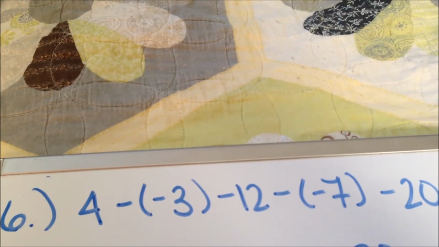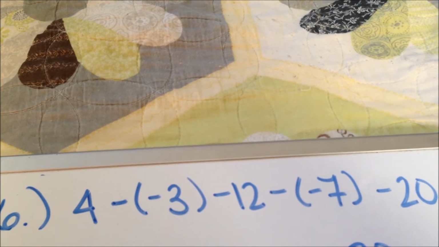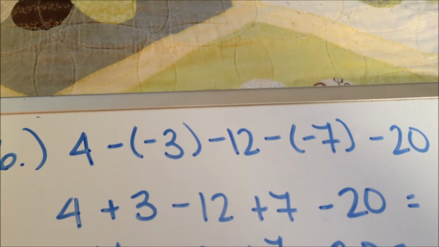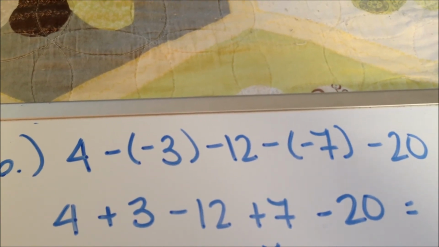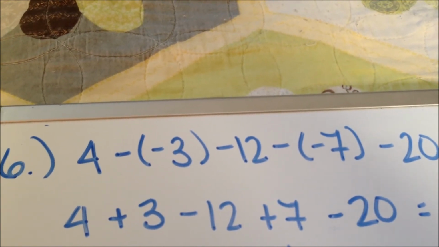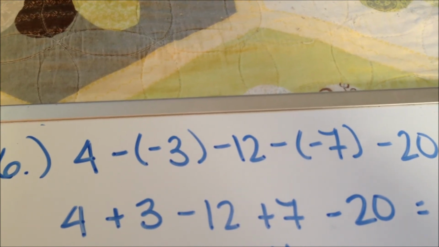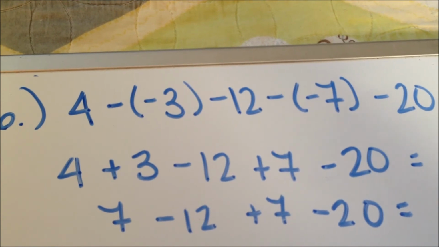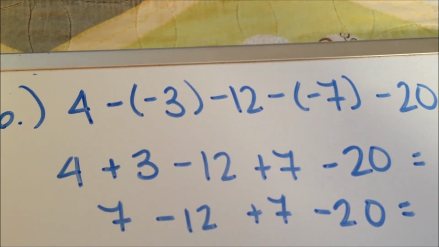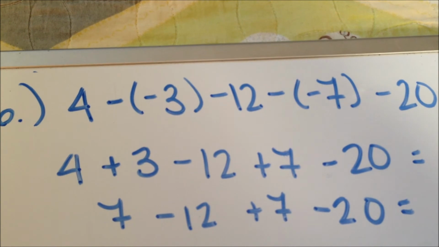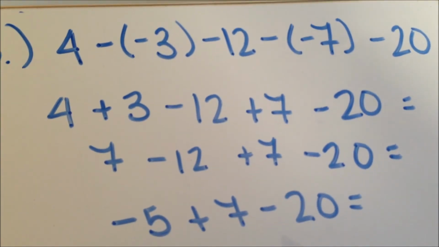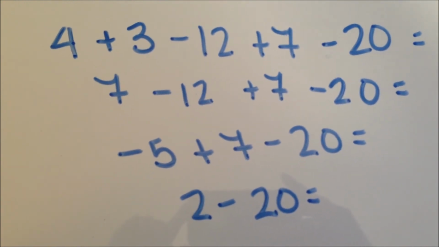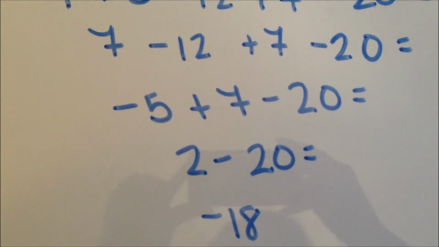Number 6. 4 minus negative 3 minus 12 minus negative 7 minus 20. If you rewrite, you'll get 4 plus 3 minus 12 plus 7 minus 20. Work from left to right and work with two numbers at a time. So 4 plus 3 gives you 7. 7 minus 12 plus 7 minus 20. Then work with 7 minus 12. 7 minus 12 gives you negative 5 plus 7 minus 20. Negative 5 plus 7 gives you 2, so 2 minus 20, and then finally 2 minus 20 equals negative 18.